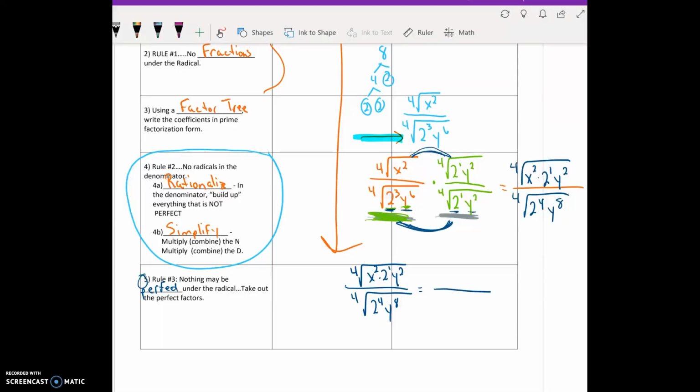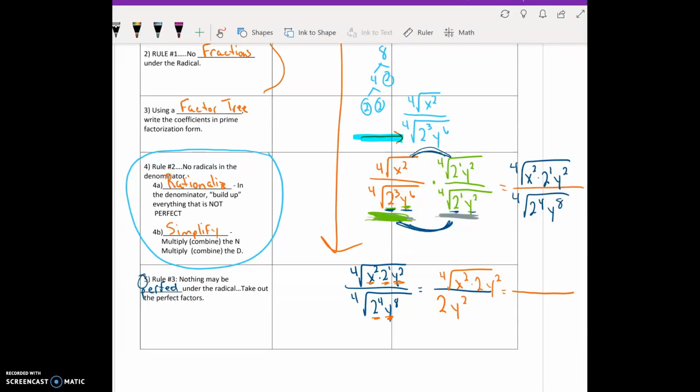So when I do this, I always like to start with the denominator because I know everything should be perfect in there. So let's start with this 2. 2 to the 4th is perfect. It comes out as a 2. Y to the 8th is perfect. It comes out as y squared. When I go to the numerator, those x's, there's not enough. So that x squared is still stuck in there. The 2, there's not enough, so the 2 is still stuck in there. And then the y squared is not enough, it's still stuck in there.